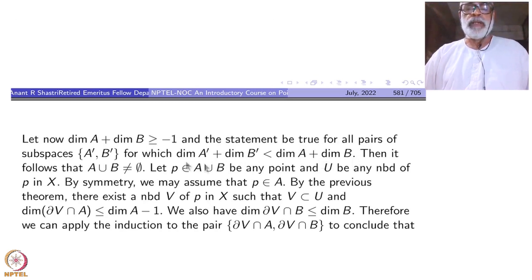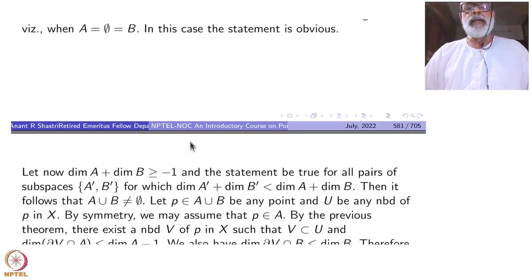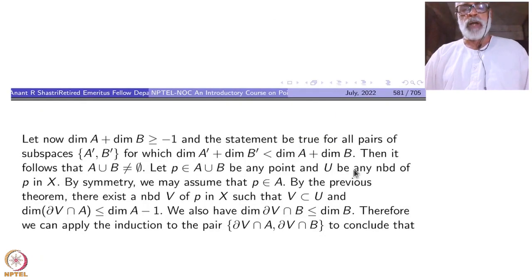Not just for A and B. See, this is some number which is bigger than or equal to minus 1. For numbers which are smaller than this, namely the sum total, the induction is on this one, right? Smaller than that, the property should be true, namely dimension of A prime union B prime should be less than or equal to 1 plus dimension of A prime plus dimension of B prime. That is the inductive hypothesis. Then we want to prove it for one higher. First of all, it follows that A union B is non-empty. That's what I have told you already.